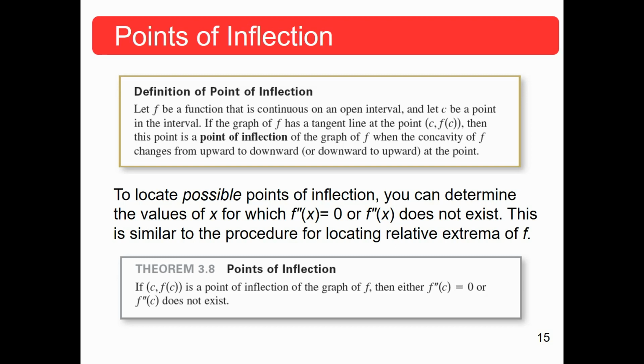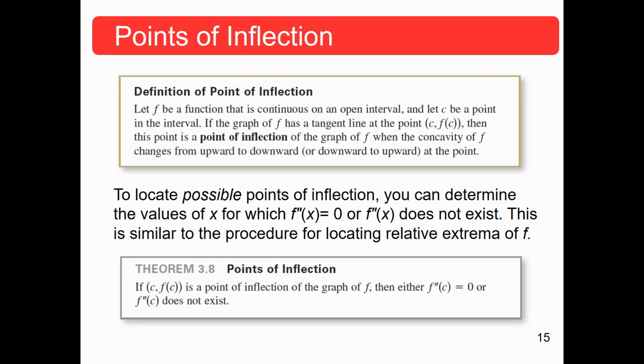So to locate those possible points of inflection, really all you're doing is finding those points where the second derivative equals 0 or doesn't exist. This is similar to the procedure that we used to find the relative extrema of f. We're just doing it on the second derivative. So instead of finding relative extrema, we're finding points of inflection. So that's the difference between the first derivative test and the second derivative test. The first derivative test is used to find relative extrema, whereas the second derivative test is used to find points of inflection, okay?